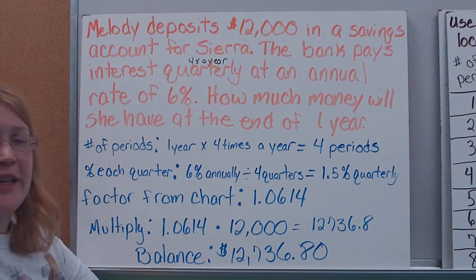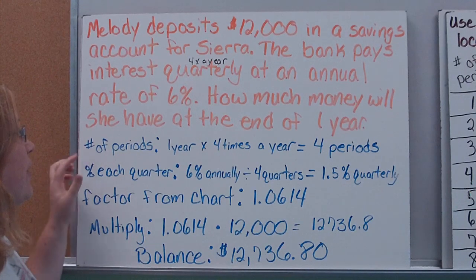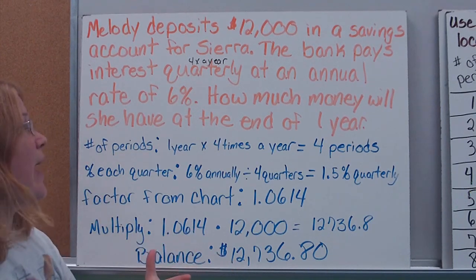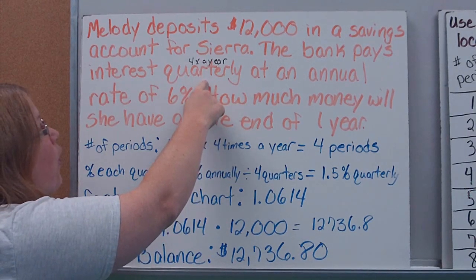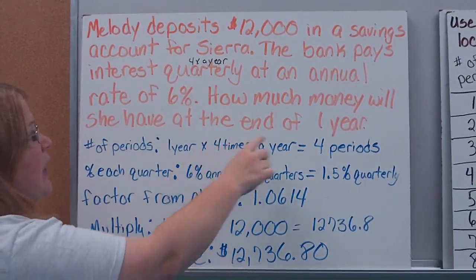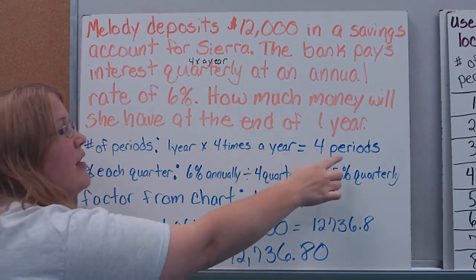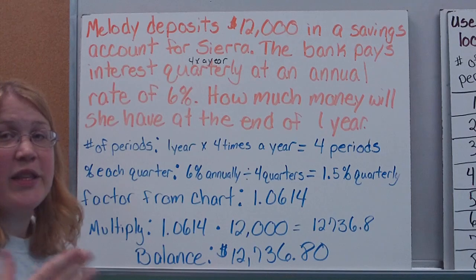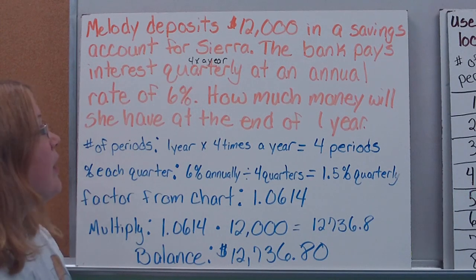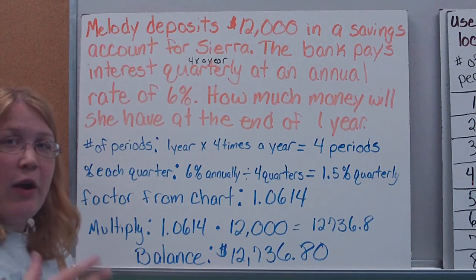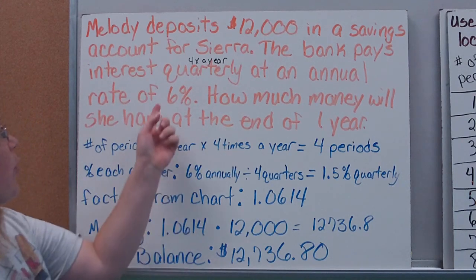So our first 2 calculations are pretty simple. How many periods is this going to be compounded? Well, I said quarterly, which is 4 times a year, and it's only 1 year. So take my 1 year times 4 times a year. That means there's 4 periods where this interest will accrue. Okay? Then we're going to figure out what is the percentage each quarter.